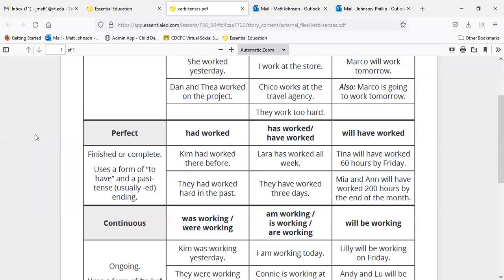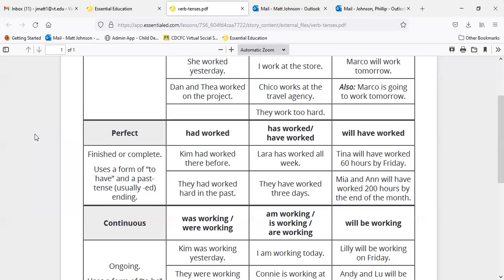We use had for the past tense perfect or perfect past tense. We use has or have for present perfect tense. Laura has worked all week. They have worked 3 days.